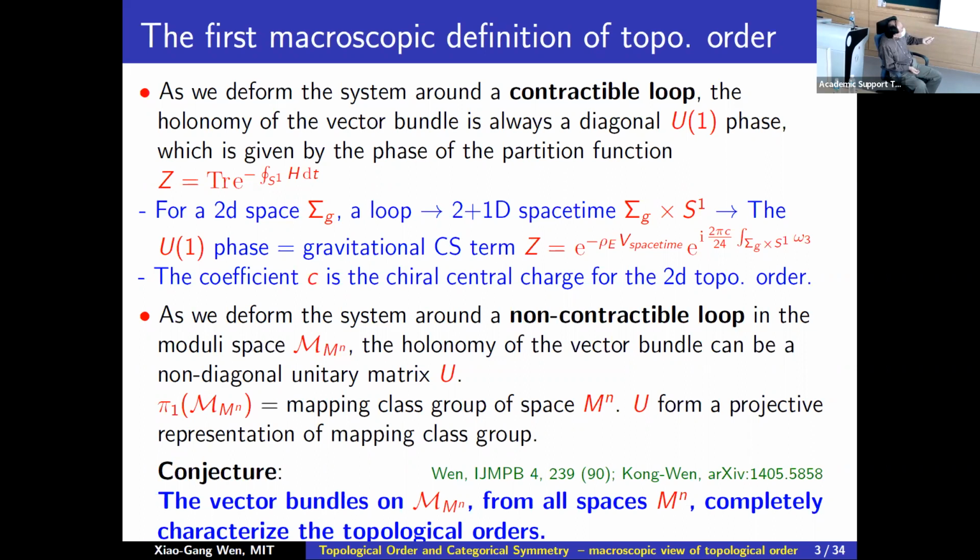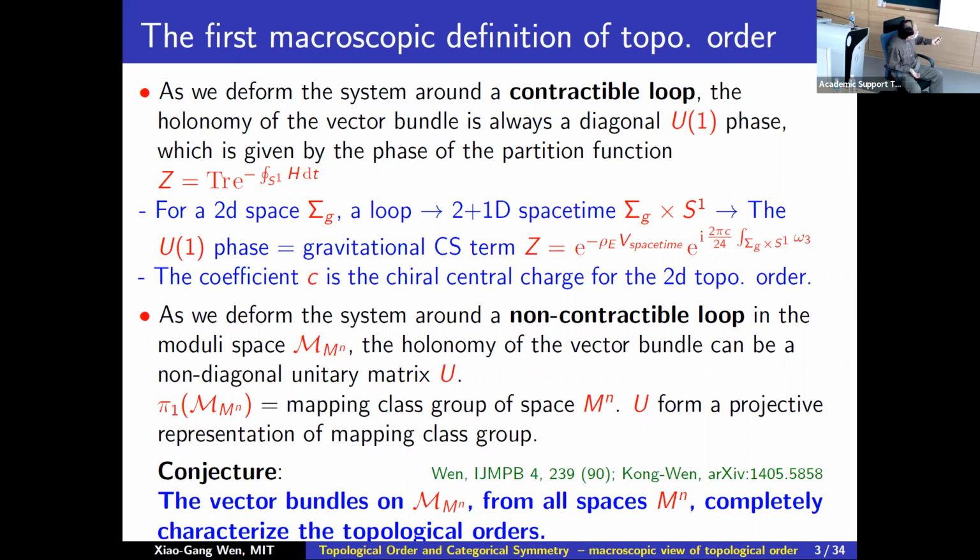Okay. And then if you go around the non-contractible loops, then we could have a non-diagonal unitary matrix. And so this SU(N) part starts to appear. And we know that pi_1 of this moduli space is a mapping class group. There's some shortcut here, but let me just say that it's some kind of mapping class group. Therefore this U from the non-contractible loop is actually a representation of this mapping class group, pi_1 of the moduli space. And actually it's a projective representation, because the overall U(1) phase is ambiguous and non-universal. So strictly speaking, it's a projective representation.